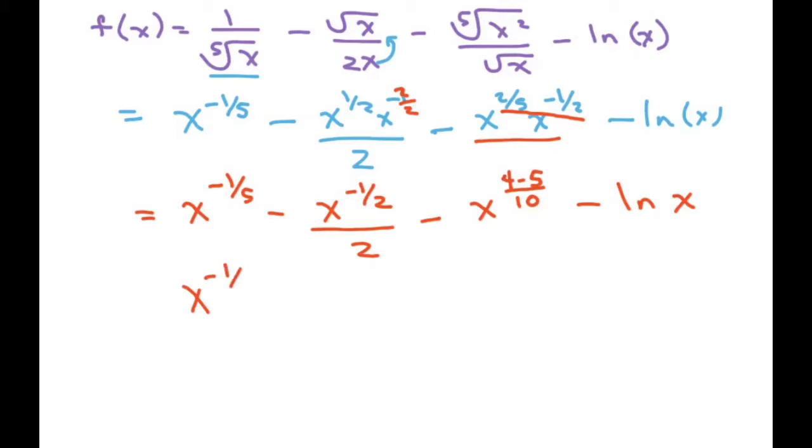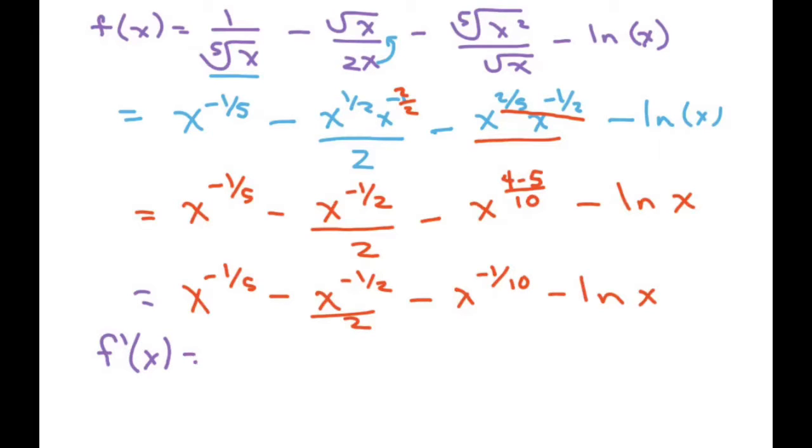x to the negative 1/5 minus x to the negative 1/2 over 2 minus x to the negative 1/10 minus ln of x. Now we're ready to take the derivative. So we take the derivative of this. Okay, wait. This is going to be negative 1/5 x to the negative 6/5.